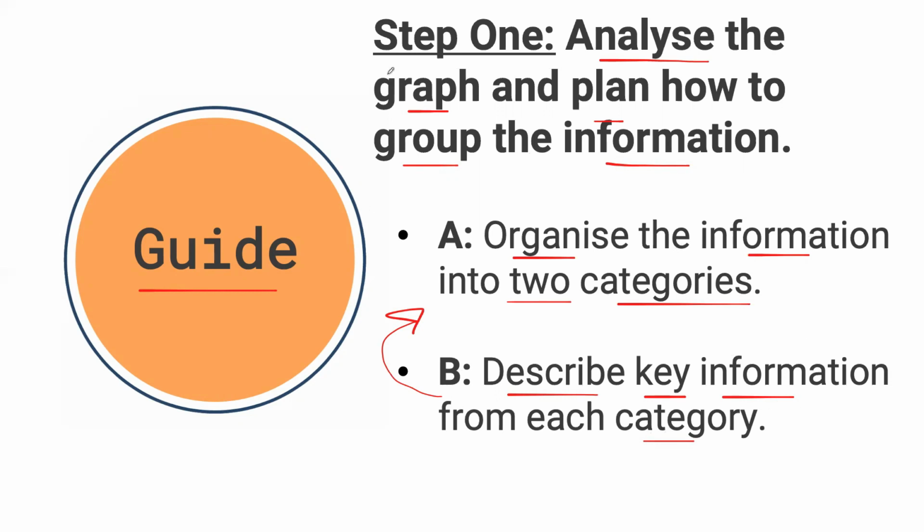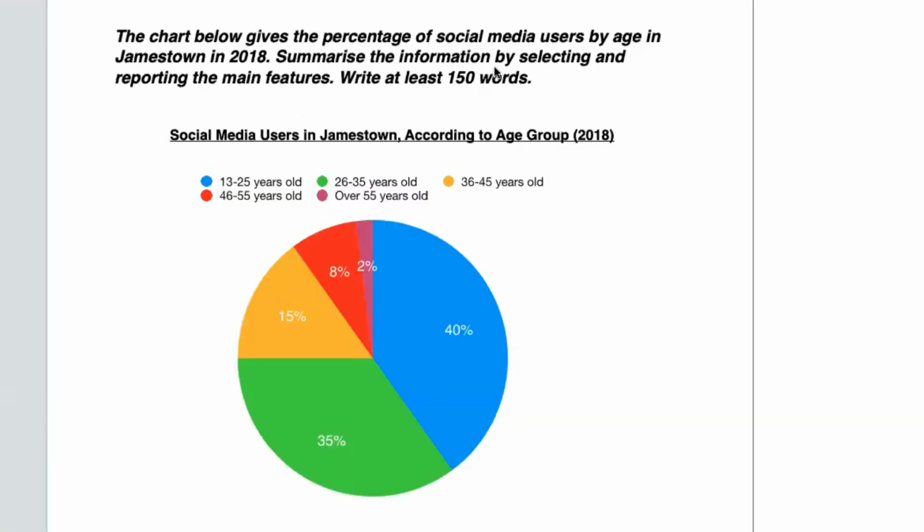So in order to see this at work, we're going to start with our first example now. Let's take a look at the prompt. All right, and here we are with our first writing prompt for today. So let's take a look at the prompt and then we'll analyze this pie chart together. So it says, the chart below gives the percentage of social media users by age in Jamestown in 2018. Summarize the information by selecting and reporting the main features. Write at least 150 words. So we know that our minimum is 150 words.